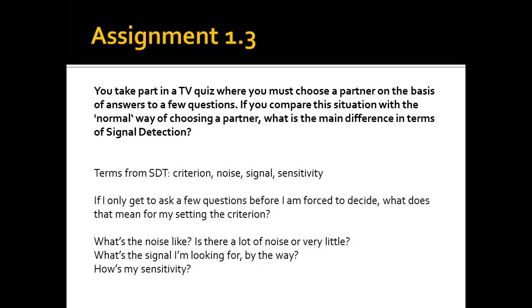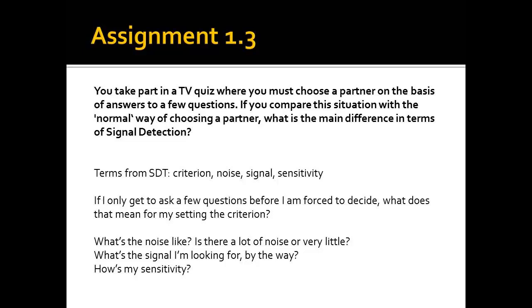So let's take a look at a few more examples. Another example would be deciding whether you want to marry someone after only a few dates compared to after a few years of being in a relationship together. So with time, you will have a better sensitivity when it comes to your boyfriend or girlfriend. The same way that a trained radiologist will have better sensitivity when it comes to spotting tumors than radiologists who are still in training. So what about the criterion?